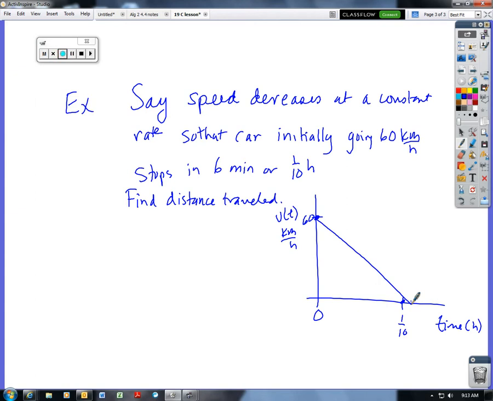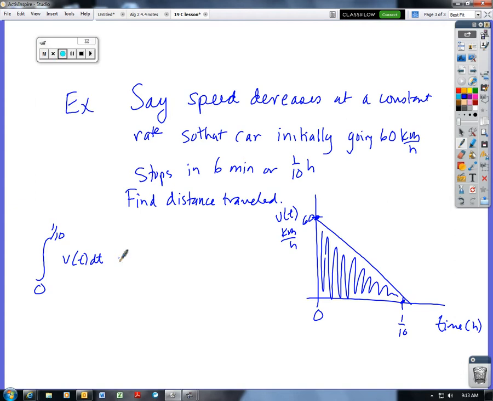And if we want to find the distance traveled, we'll just set up the integral from 0 to 1/10 of the velocity. Now, I'm just going to write v of t dt. If you want to do the algebra, you could figure out the equation of that line and put it there. But it's not necessary, because if you look at the graph, this is a geometric figure that we can quickly find the area of just using geometry.